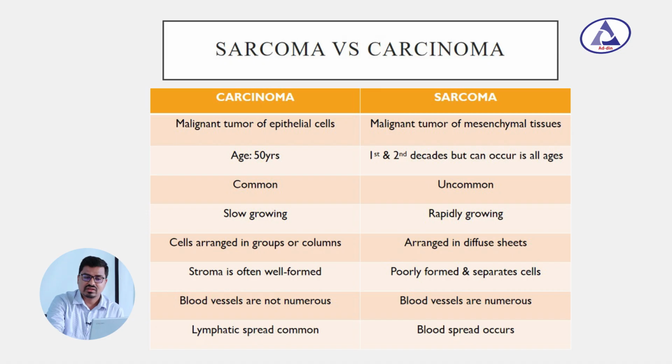here. Sarcoma is a malignant tumor of mesenchymal origin. It occurs in the first and second decades, but can occur at all ages. Sarcoma is uncommon. Sarcoma is rapidly growing, arranged in diffuse sheets, with poorly formed and separate cells. Blood vessels are numerous and blood spread occurs. This is the difference between sarcoma and carcinoma.